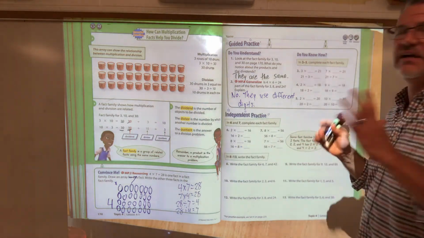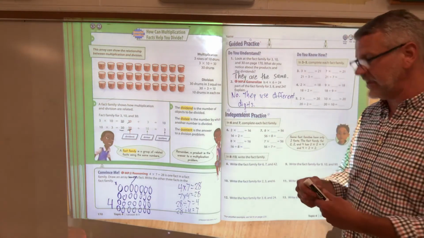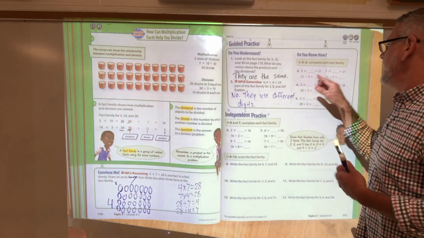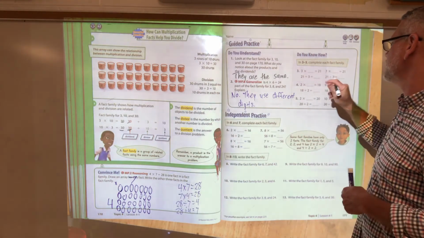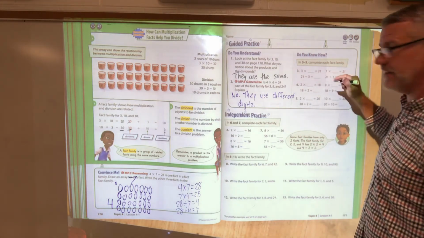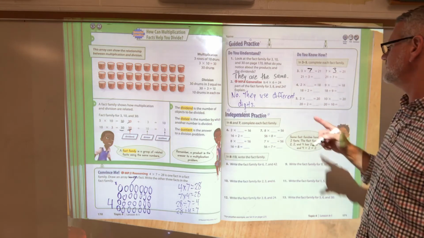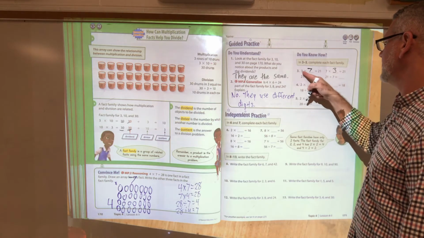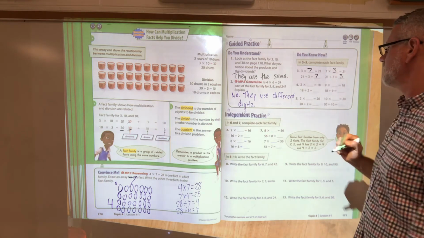All right, over here, easy breezy lemon squeezy. We're just doing fill in the blanks, fact family style. And they gave you the answers. If you don't know what 3 times what equals 21, well, it's going to be the other number here. 3 times 7 is 21, so 7 times 3 is 21. 21 divided by 3, you got to use the same digits. That's going to be a 7, and that's going to be a 3.